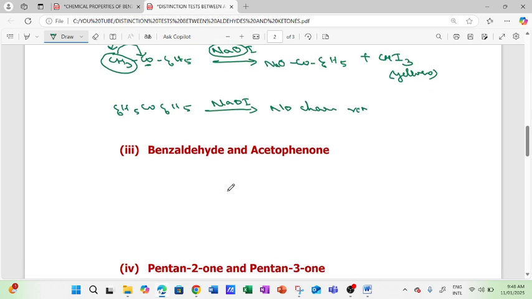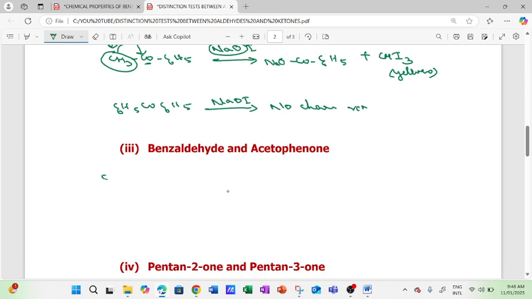Now benzaldehyde and acetophenone. Benzaldehyde is C6H5CHO. Acetophenone is CH3COC6H5. In this pair, you see the second one has CH3CO. Here you can write the iodoform test, and also you can go for Tollens' test. Why? Because the first one is an aldehyde and the second one is a ketone. But you don't write Fehling's test. Why? Because the first one is an aromatic aldehyde.